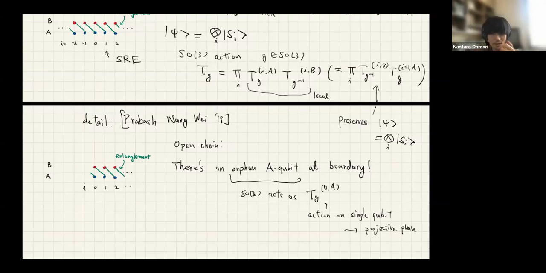So there's a twofold degeneracy. If this psi is realized as some local Hamiltonian on the spin chain, then if there's a boundary, this orphan A qubit gives you the degeneracy at the boundary.